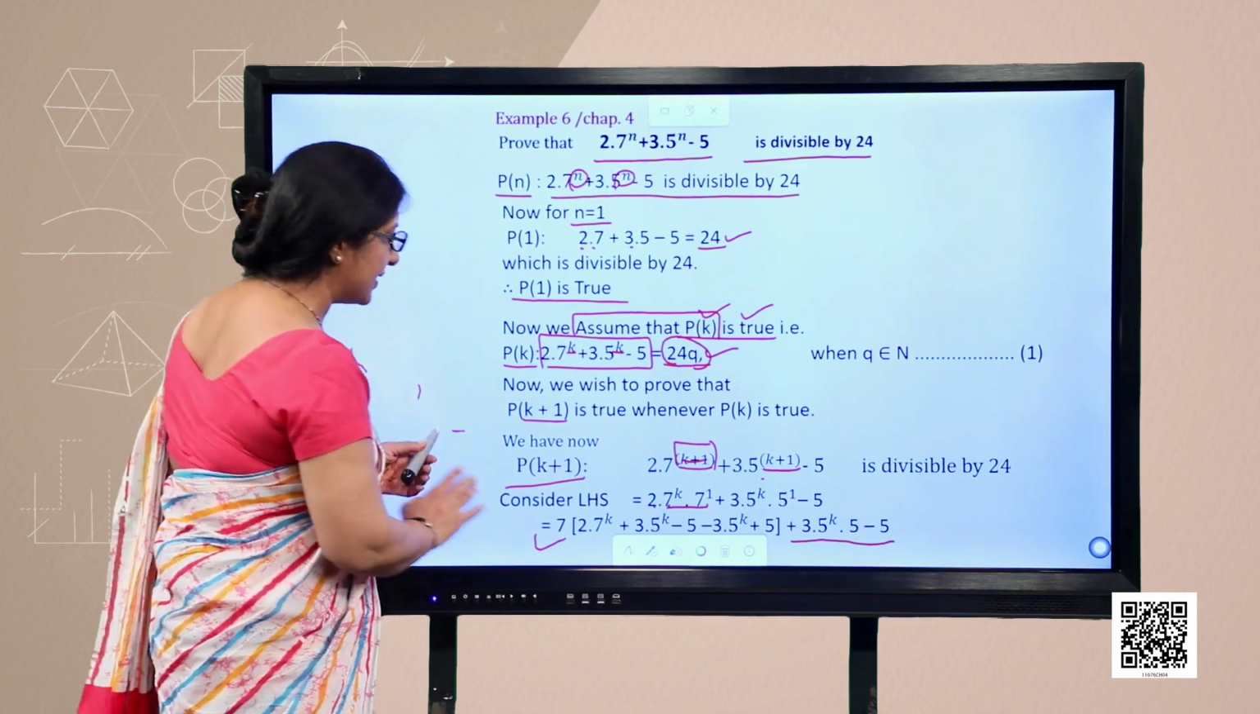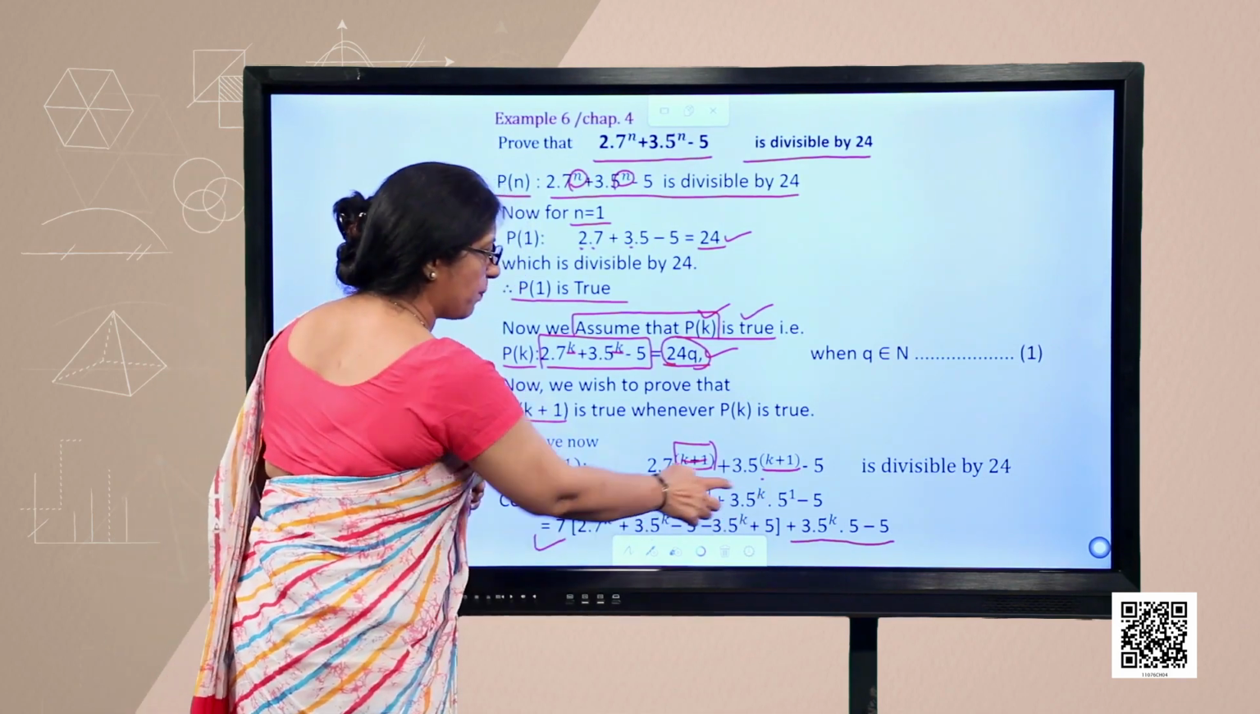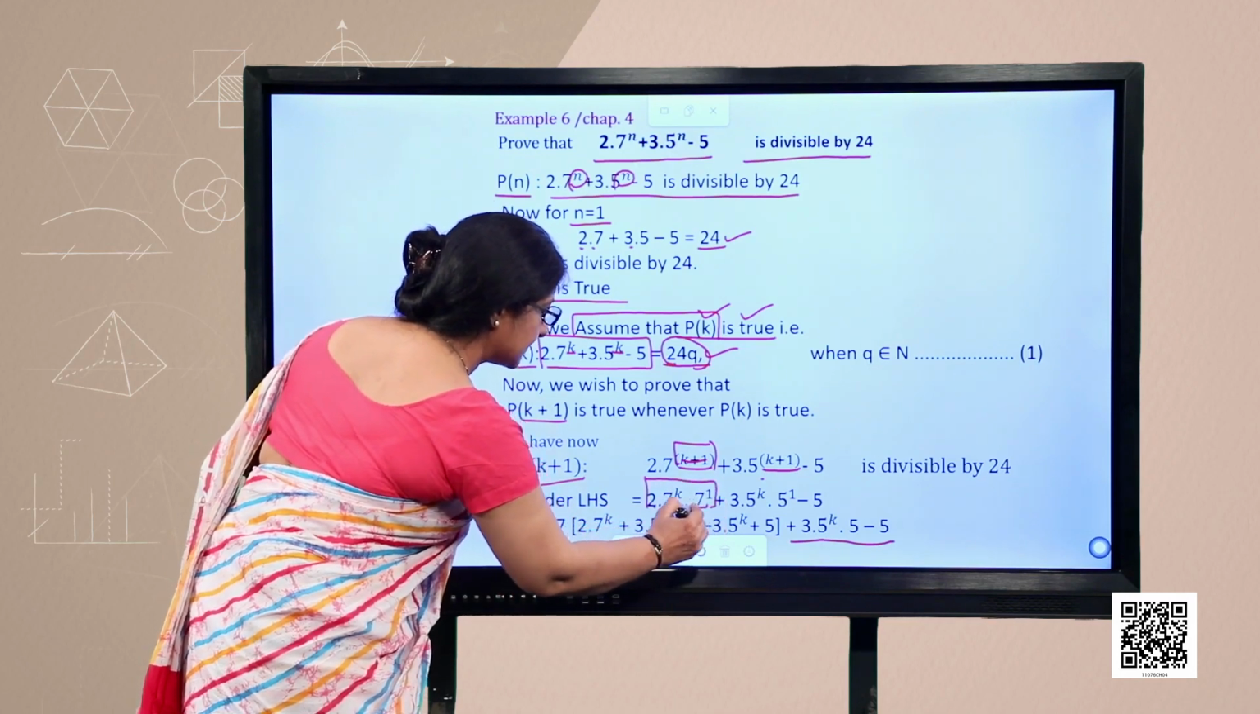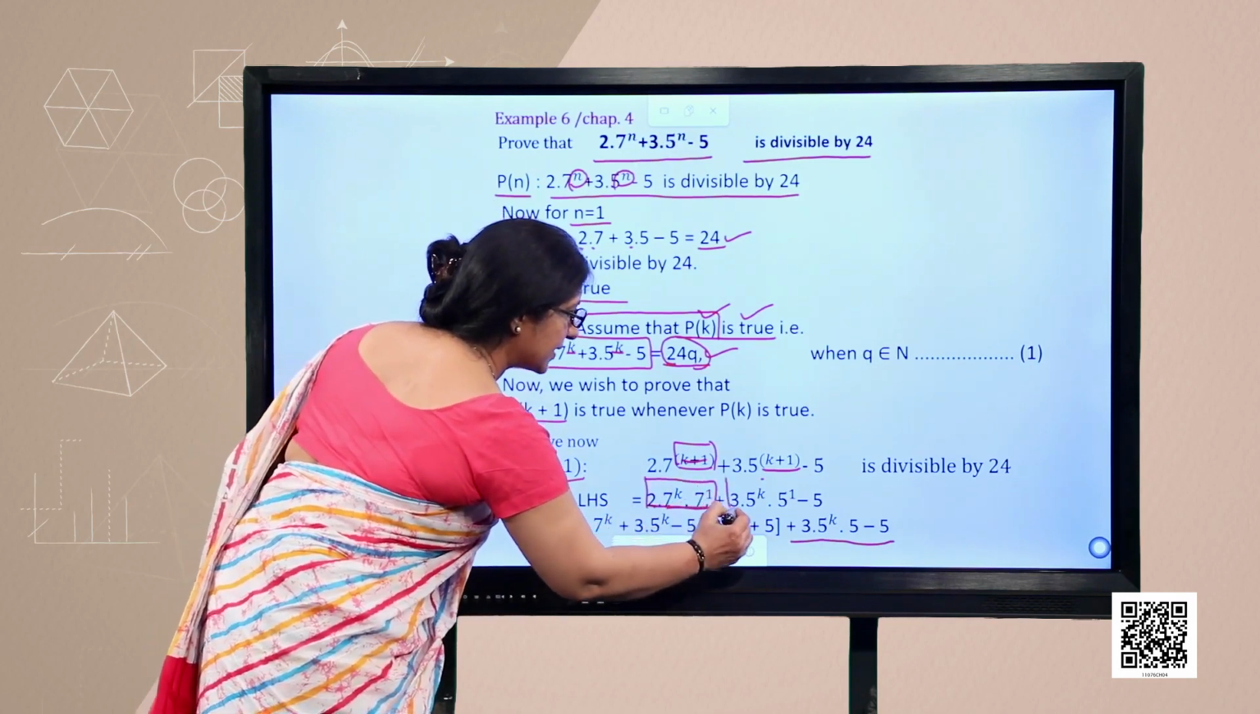We have divided this expression into 2 parts. How 2 parts? One part is this, another part is this.